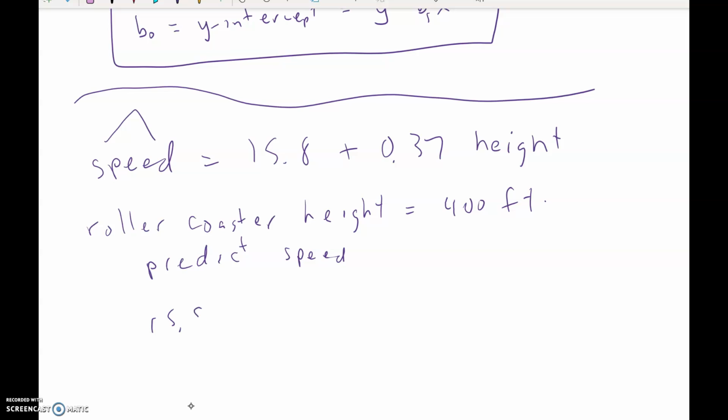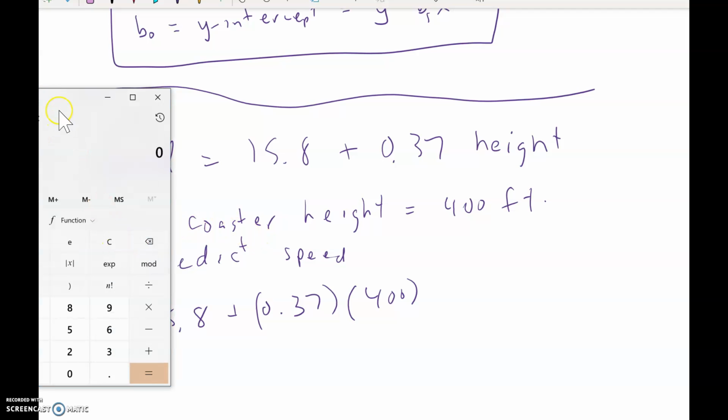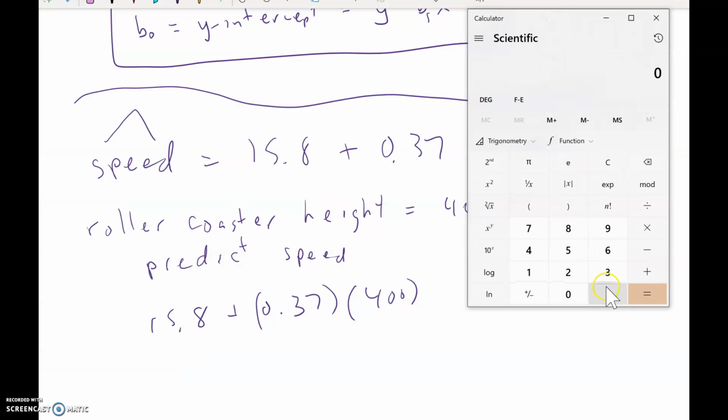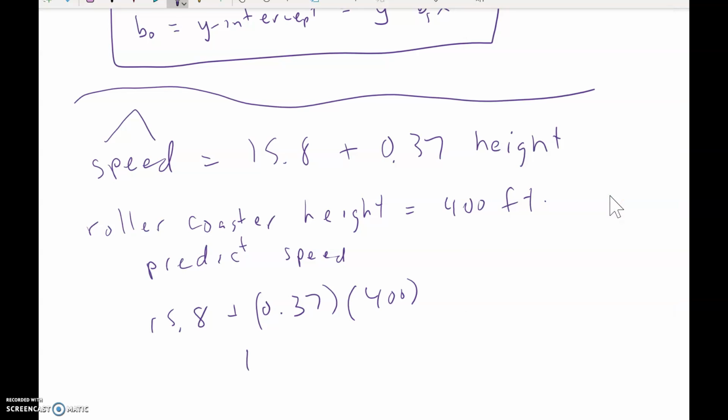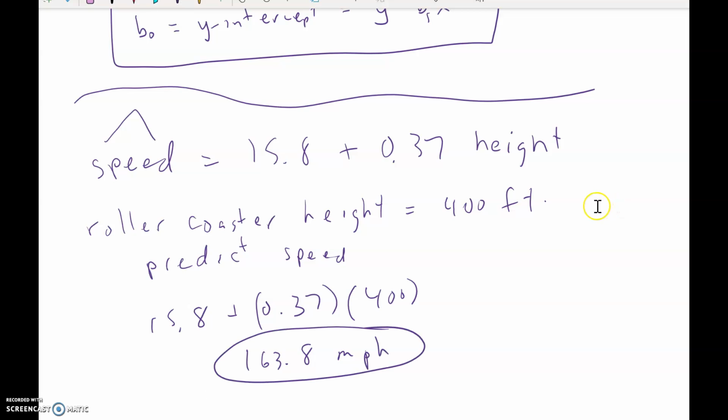So 15.8 plus 0.37 times the height, which is 400. Okay, multiply first. Get out the calculator. So 0.37 times 400 is 148, and then add the 15.8. Okay, so 163.8 miles per hour. So that would be your predicted speed based on a roller coaster that's 400 feet tall.